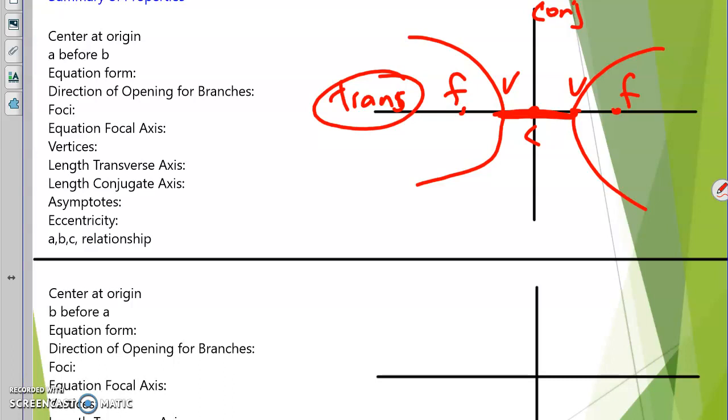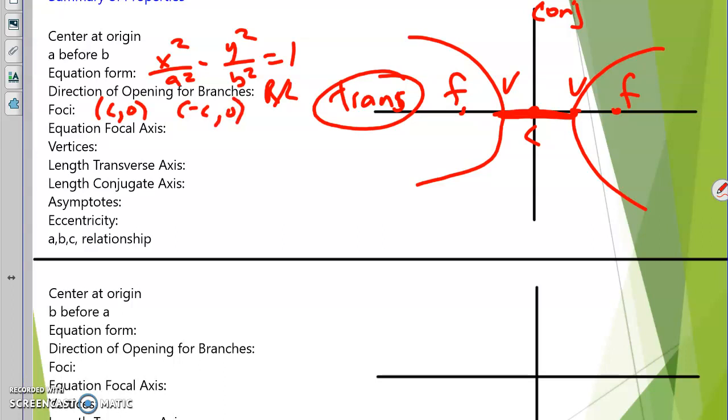You'll understand the a and b from what I just said. The equation form that we're talking about here is x squared over a squared minus y squared over b squared equals 1. And our a or our b can be bigger in this case. The a doesn't necessarily have to be the larger one. In this case, we have branches right and left. Our foci are going to be at c and negative c. I think we kind of covered that.